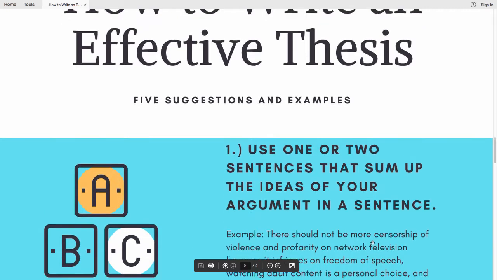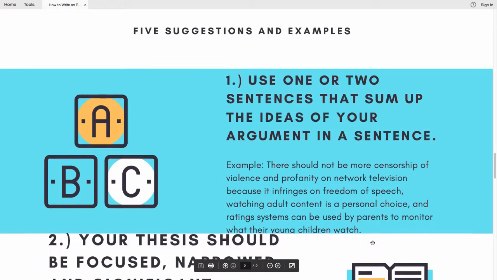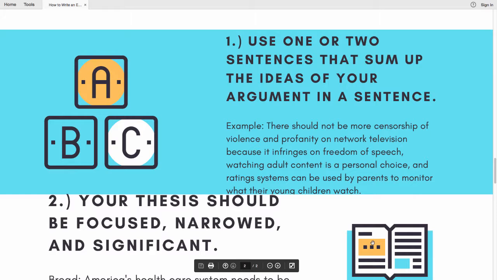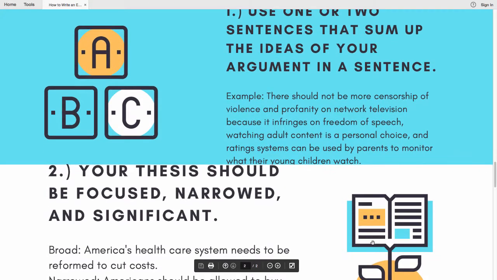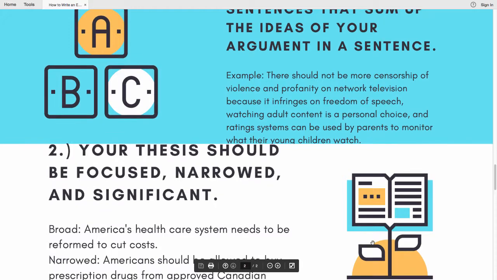So here are examples of each of these suggestions put to work. First, use 1 or 2 sentences that sum up the ideas of your argument in a sentence. Here's a thesis statement that's obviously 1 sentence, and it sums up the ideas of someone's paper in a sentence. There should not be more censorship of violence and profanity on network television because it infringes on freedom of speech. Watching adult content is a personal choice, and rating systems can be used by parents to monitor what their young children watch. So that provides a sentence, and in this case, there's a thesis map that clarifies 3 key points.